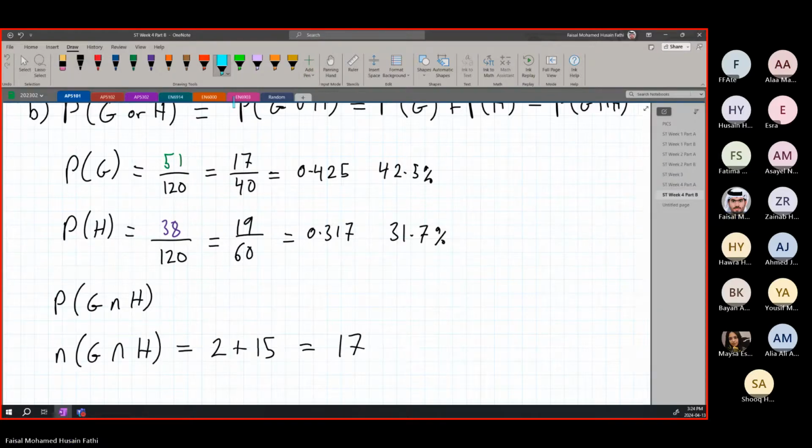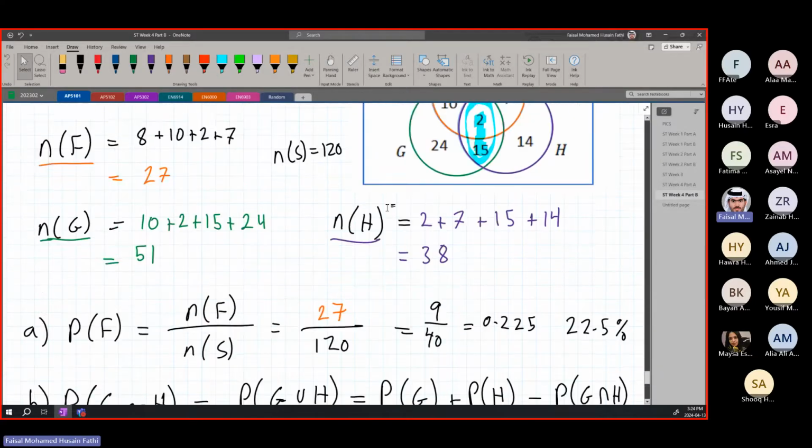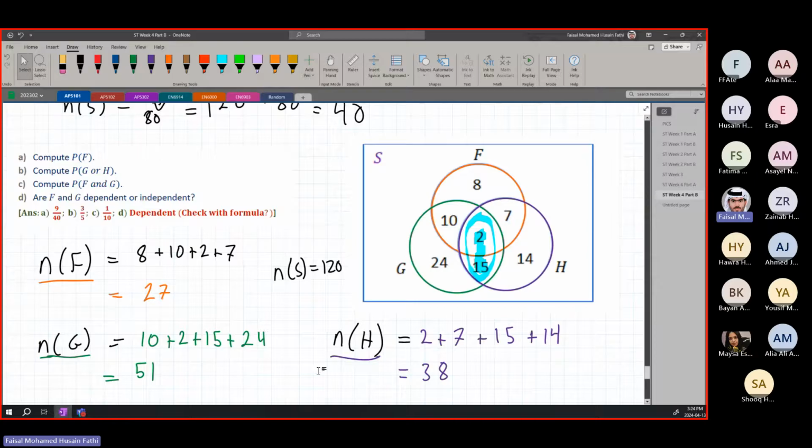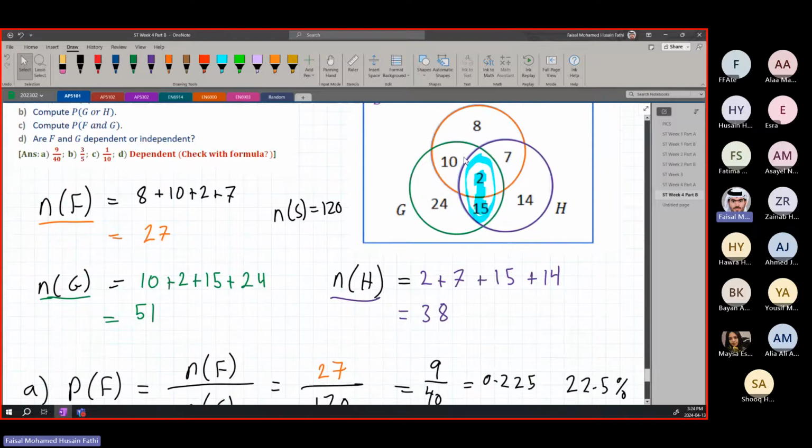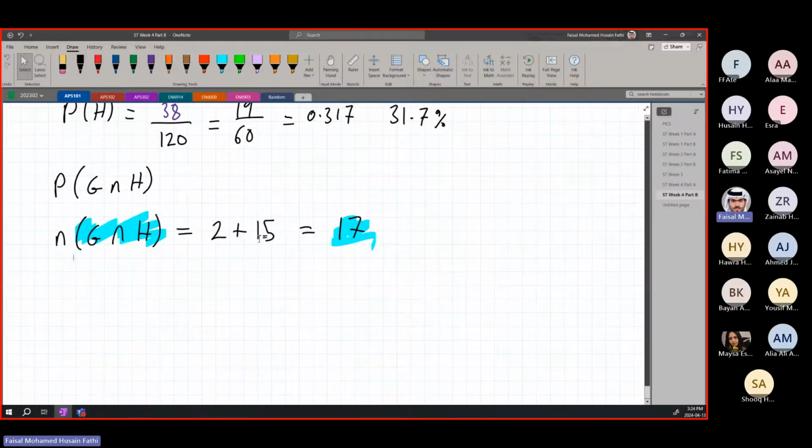Again, let me explain this point. Just like we did earlier for N of F and N of G and N of H, we were adding everything that is inside of it. We are going to do the same exact thing for this location, because remember, this location is the intersection between G and H. We do not have the samples itself, but we have the sample size. That's why we are adding. So we have 15 plus 2 in total. That's why the N of G and H is going to be equal to 17.